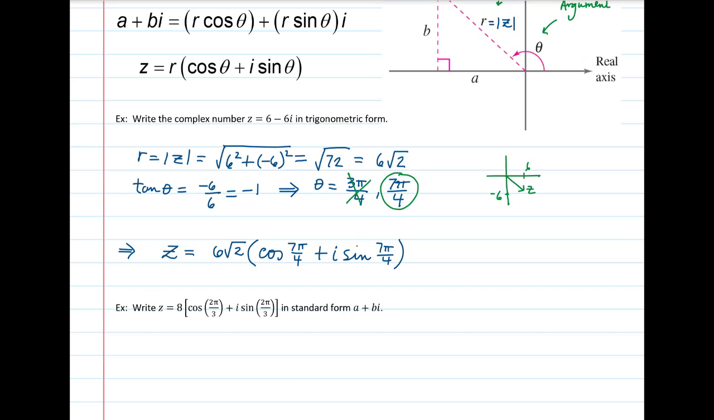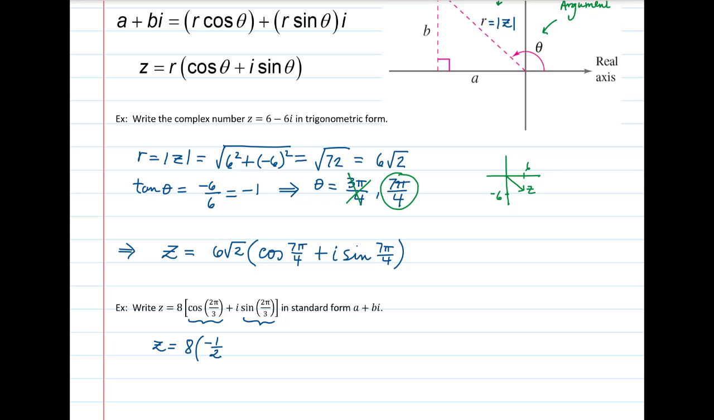Okay, so here we have another example, and this is the other way around. If you're given a complex number already in the trigonometric form, and you're asked to find the standard form, then you're just going to evaluate what you have there. So notice, from what we're given, z is equal to 8 times cosine of 2 pi over 3 plus i sine of 2 pi over 3. To get into the standard form, just evaluate that cosine and that sine.